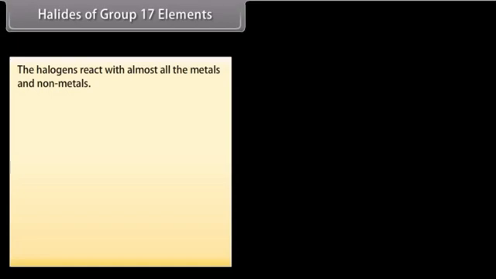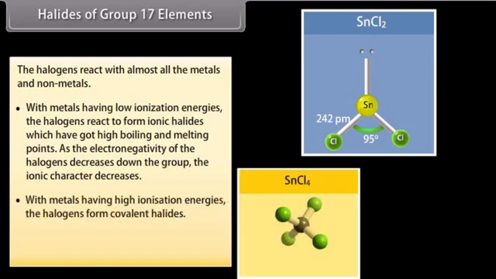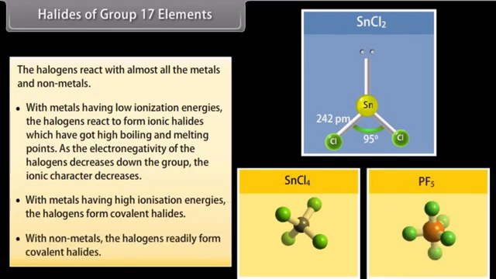Halides of group 17 elements. The halogens react with almost all the metals and non-metals. With metals having low ionization energies, the halogens react to form ionic halides which have got high boiling and melting points. As the electronegativity of the halogens decreases down the group, the ionic character decreases. For example, SnCl2 and PbCl2. With metals having high ionization energies, the halogens form covalent halides, for example, SnCl4 and PbCl4. With nonmetals, the halogens readily form covalent halides, for example, PF5 and PCl3.